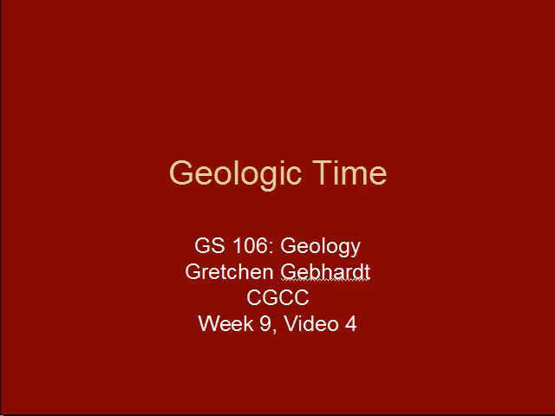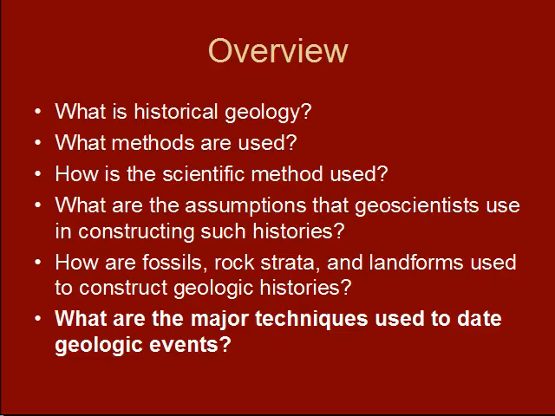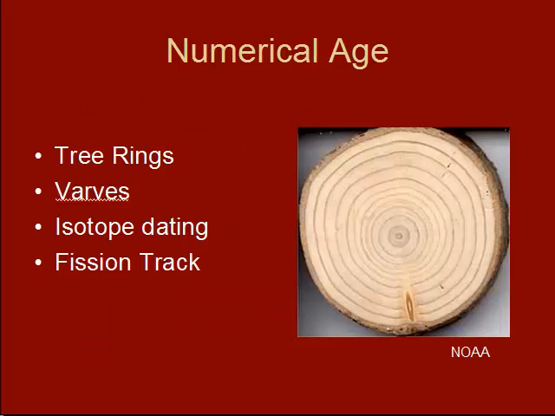Welcome back to week 9, and we are going to continue on and talk about how we use different techniques to date geologic events. Specifically, we're going to talk about numerical age. Some of the ways we can get an actual number date on events are using tree rings, lake layers or varves, ice cores, isotopic dating, and fission track dating.